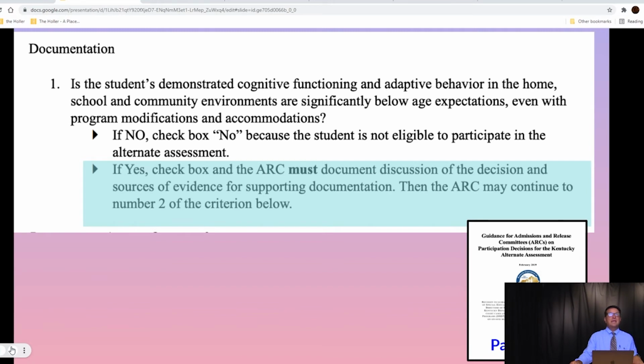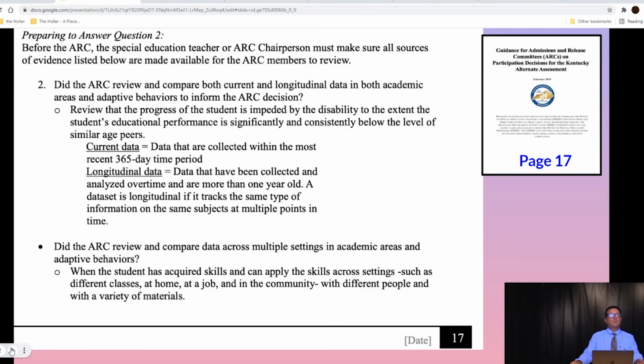So you're going to look at, is the student's demonstrated cognitive functioning below or at a level that's significantly below same age peers, and document that discussion. On the answer to question 2 before the ARC, the special education teacher or ARC chairperson must make sure all sources of evidence listed below are made available for the ARC members to review. So did the ARC review and compare the current and longitudinal data? Did they review the progress of the student and how it was impeded by the disability to the extent that the student's educational performance is significantly and consistently below the level of the similar age peers?